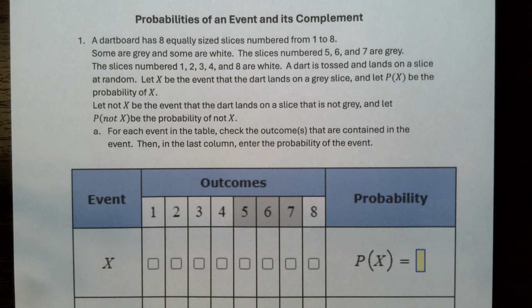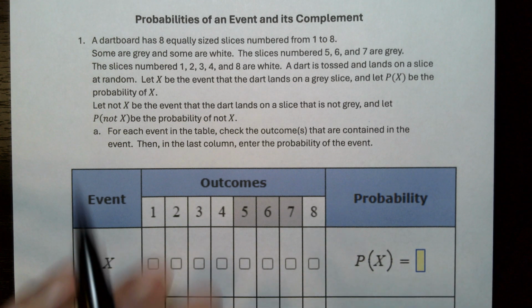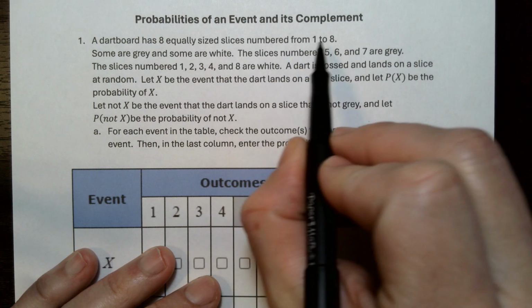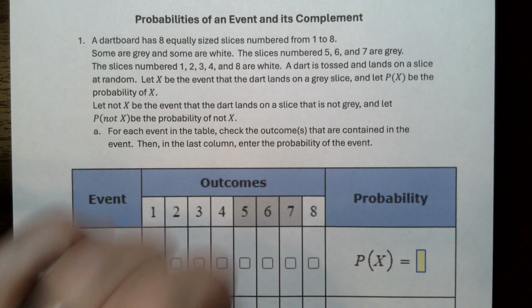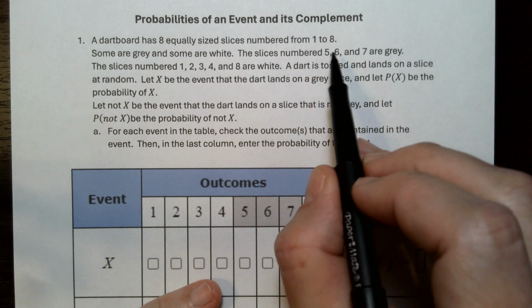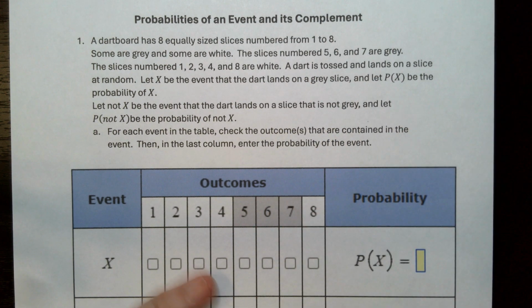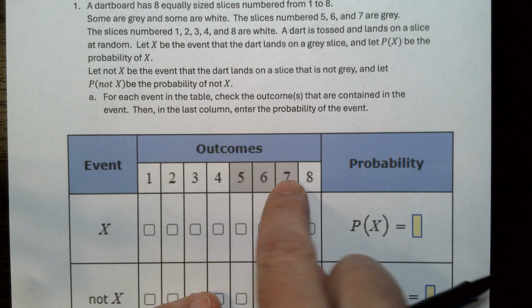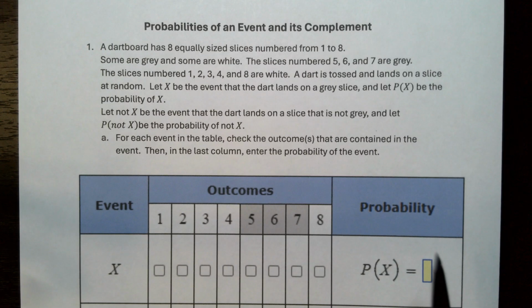In this video, we're going to be looking at probabilities of an event and its complement. So for the first problem, a dartboard has 8 equally sized slices, numbered from 1 to 8. Some of the slices are gray, while others are white. The slices numbered 5, 6, and 7 are gray. Notice that down here we see them as gray. So these are the slices on the dartboard that are gray.